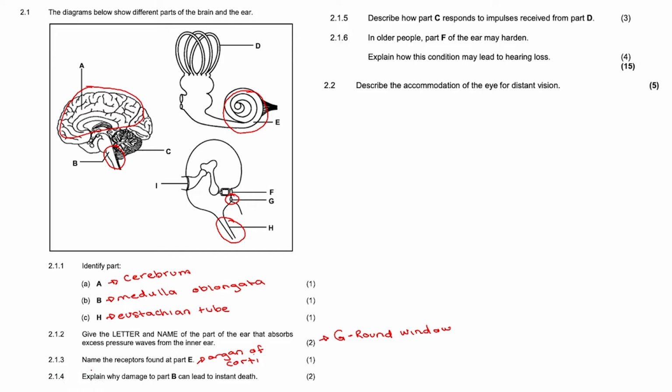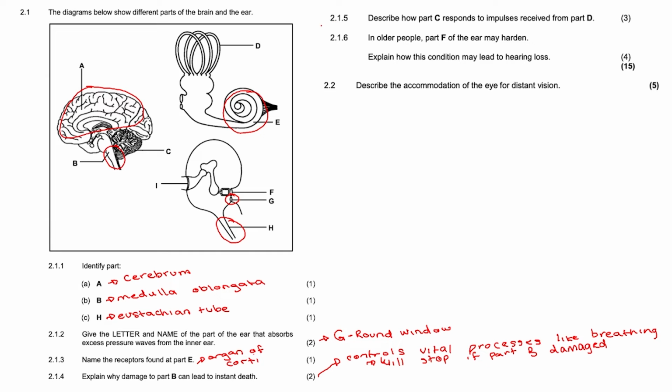Question 2.1.4. Explain why damage to part B can lead to instant death. Part B, as we have already determined, is the medulla oblongata. Part B, the medulla oblongata, controls vital processes such as heartbeat and breathing. Therefore, if this part of the brain is damaged, these processes will stop, leading to instant death.